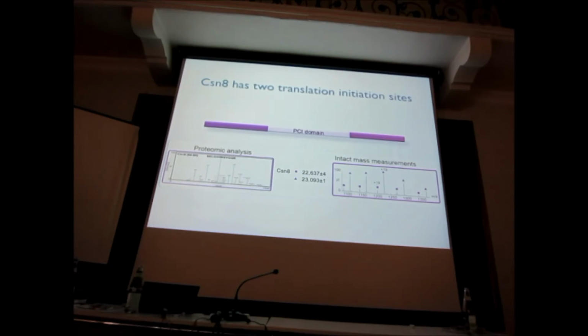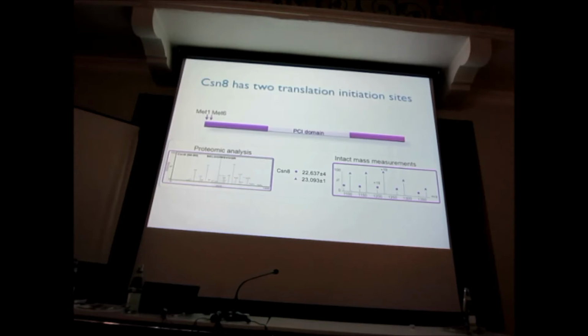Another example is CSN8. We could identify from the proteomic analysis that the subunit that elutes after 17 minutes is CSN8. And again, we could see that there are 2 different forms of CSN8. The higher molecular weight form, which is shown here by triangles, fits the intact mass of CSN8 missing the first methionine. But the question was, what is the lower molecular weight form? If you look at the sequence of CSN8, you can see that it has a nearby methionine, methionine 6, and the lower molecular weight form is a product of a second translation initiation site.